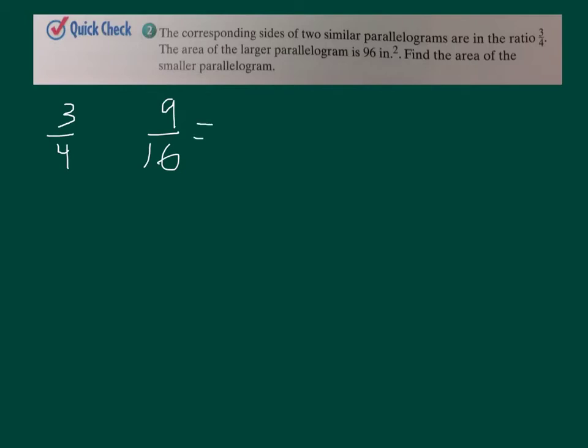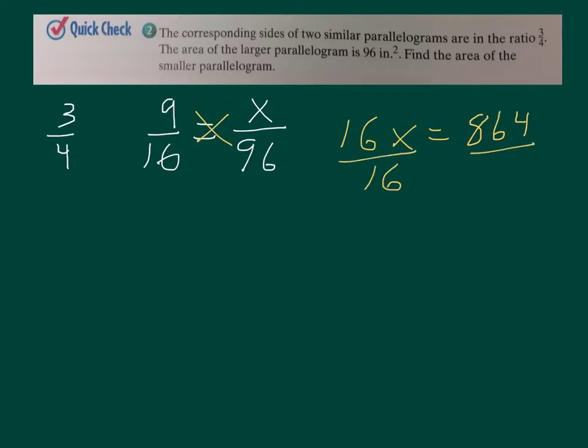So we're going to set that equal. This time the larger one is 96, so that goes on the bottom, and we've got to solve this for x. So we're going to do cross products. 16x is going to equal 9 times 96, which is 864. Then you divide both sides by 16, and you get the area of the smaller one to be 54 square units. In this case, 54 square inches.